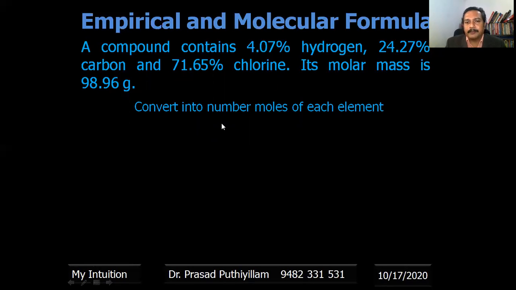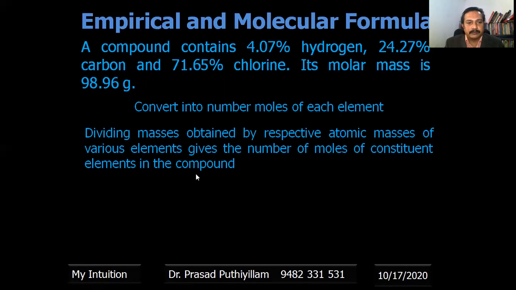Convert into the number of moles of each element. That we can do by dividing by the respective atomic masses. So we got 4.07 grams of hydrogen. It can be converted into its number of moles by dividing with that. Therefore, we can calculate moles of hydrogen: 4.07 divided by 1.008, that becomes 4.04.